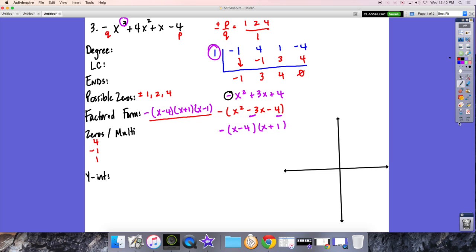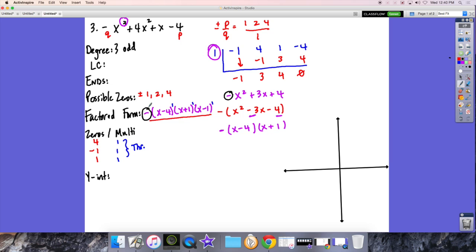Alright, so now what we want to look at is the multiplicity. The multiplicity is basically how many of each factor do I have. Now it doesn't say, but it's understood that they all have a multiplicity of 1, which is going to tell me to go through or go across each one of those zeros. Alright, so now we can get our degree because we have our multiplicity. So we add 1 plus 1 plus 1. So that's a degree of 3, which is an odd number.